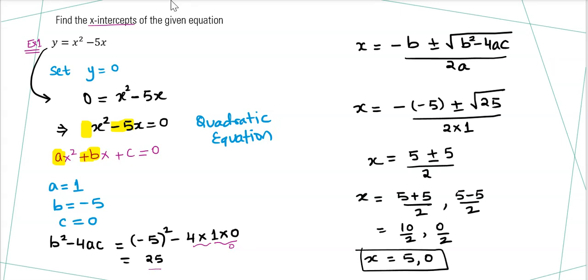So these are the two x-intercepts. The x-intercepts are the points where y equals 0 and x is 5 and 0. So the points are basically, giving the values of x and y, here 0, 0, and the second one is 5, 0.